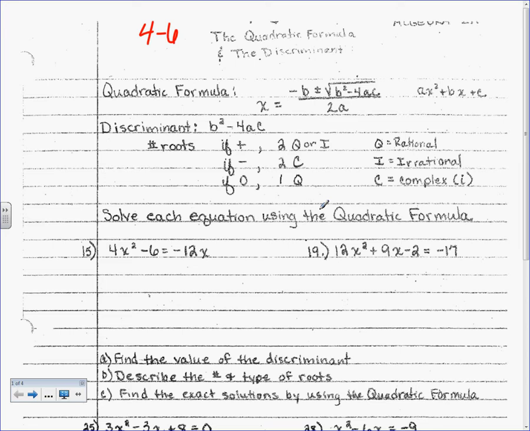So the quadratic formula is that x equals negative b plus or minus the square root of b squared minus 4ac, all over 2a. Do you guys remember the video I showed you last year?